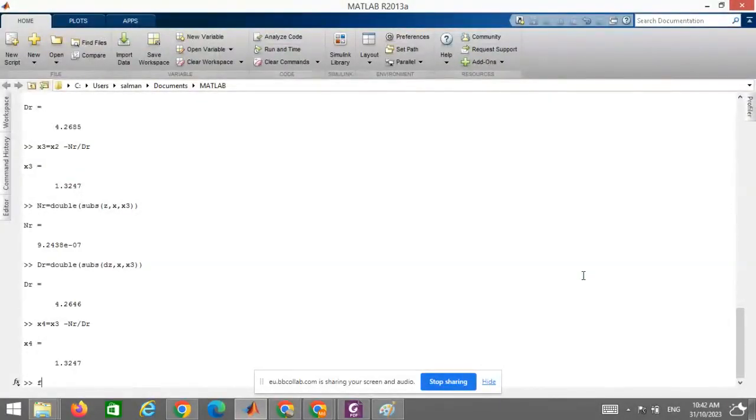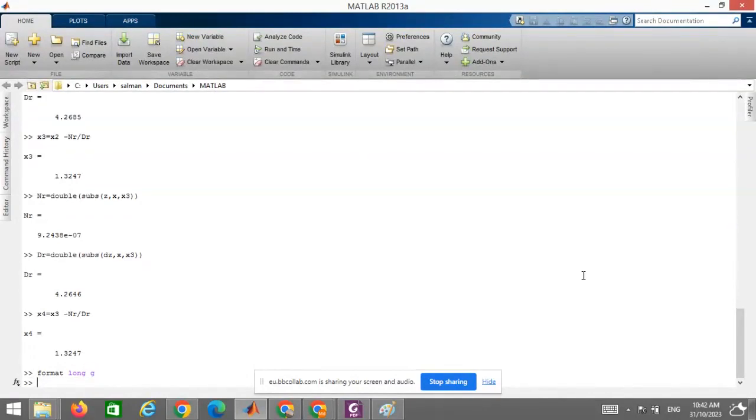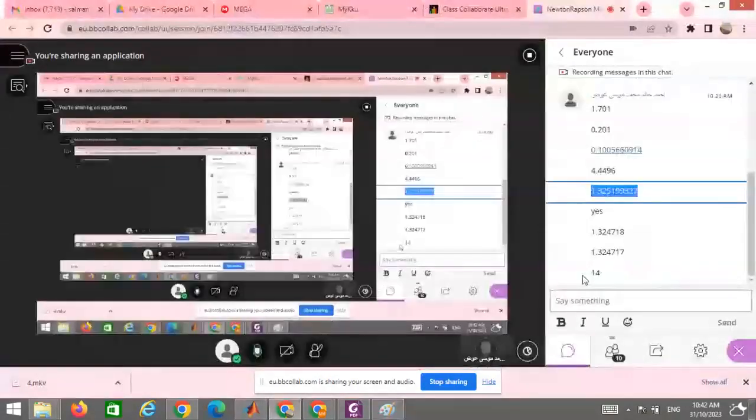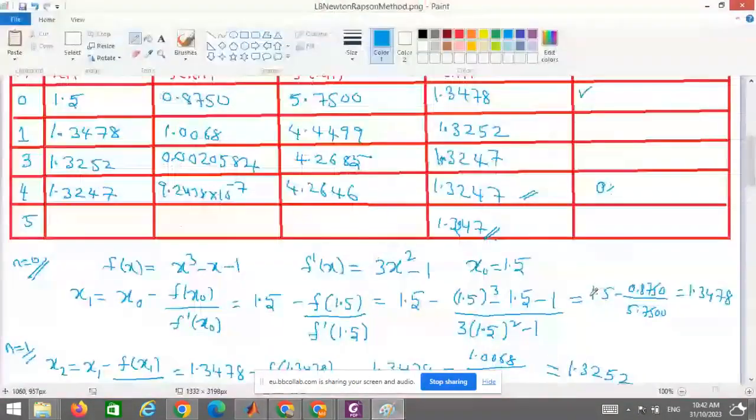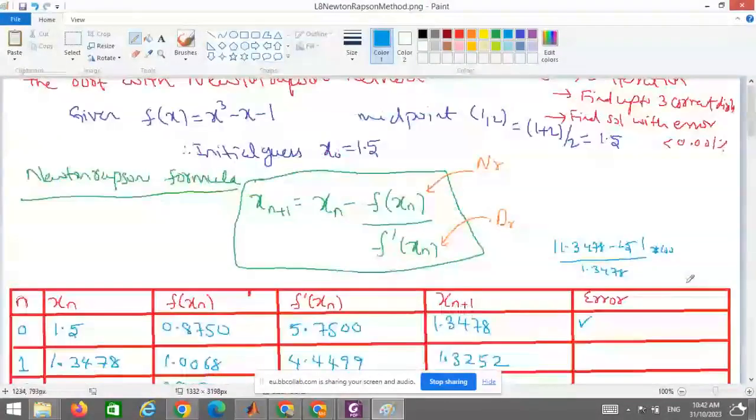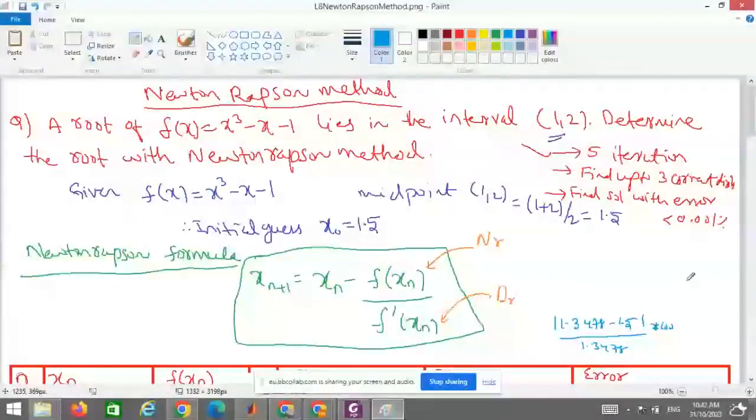For example, I write format long G, okay, and then the same calculation. If I do, you see how many: 1.3247179. How many digits after the decimal is it giving me? 1, 2, 3, 4, 5, 6, 7, up to 14 digits it is giving, right? Yeah, up to 14 digits. So is it clear? So this is how you can solve the problem, right?